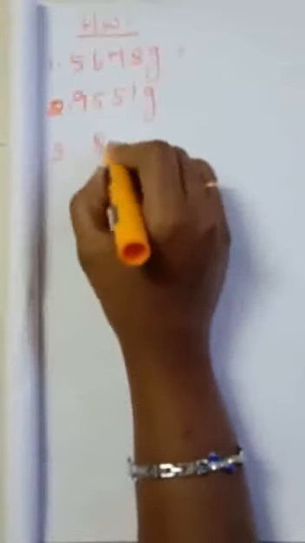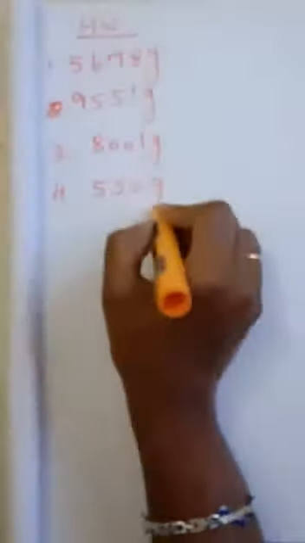Shall I give you homework sums? Okay. Now the homework sums. 5,678 gram. You have to convert that completely into kg. And the next, second question, 9,551 gram. Third sum, 8,001 gram. And fourth sum, 550 gram. Clear? So these are all the 4 sums. Four homework sums have been given for you.